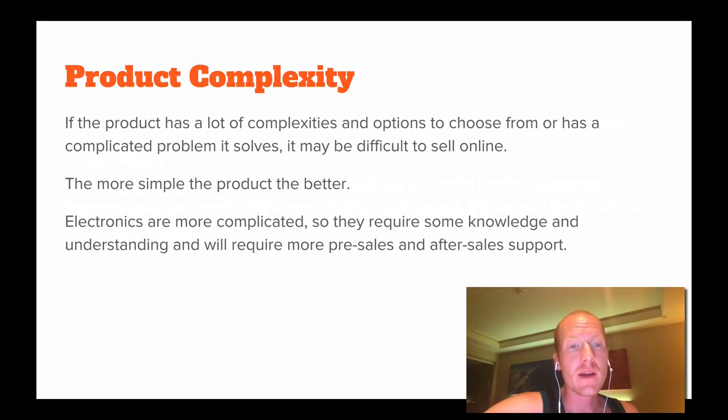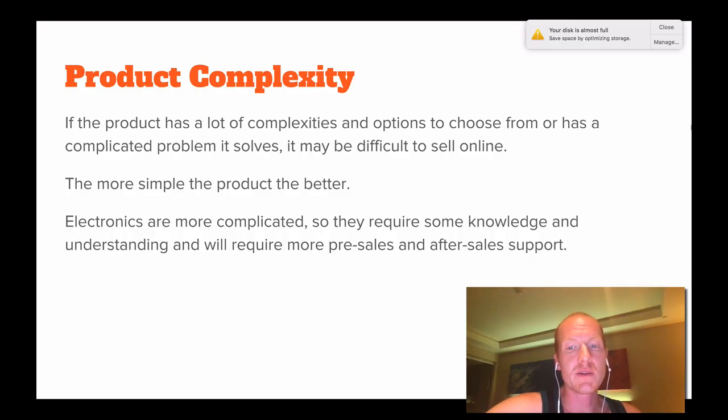All right, the next thing is product complexity. If the product has a lot of complexities and options to choose from, or it has a complicated problem that it solves, it might be difficult to sell online. You might need to do a lot of pre-sales phone support and after-sales phone support as well. The more simple the product is, the better.